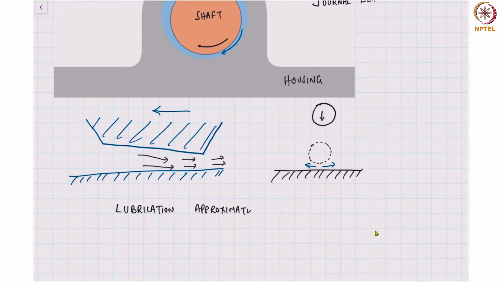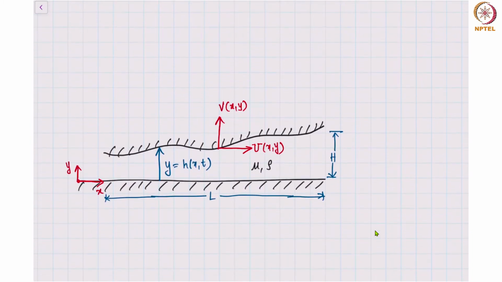I'll also tell you why we call it an approximation. You can also call it a thin gap approximation, primarily because this kind of problem, lubrication, occurs when you have a thin gap geometry. So let's look at the basic setup of this problem, and the goal of this lecture is to derive the governing equations for the lubrication approximation.